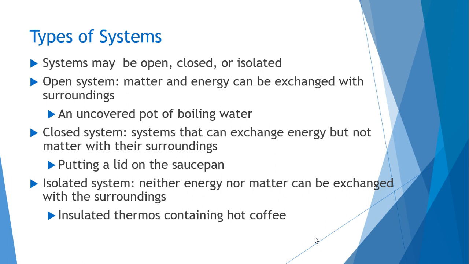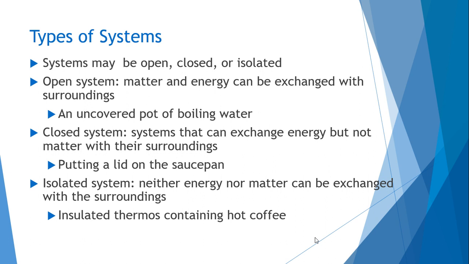An example of this is an uncovered pot of boiling water. When you boil water, it can escape as water vapor into the atmosphere. So you're losing matter, and then also energy is being exchanged. Energy is being switched from the stovetop into the pot.